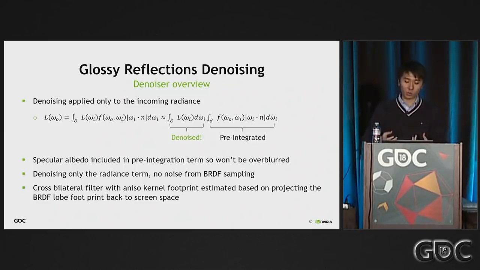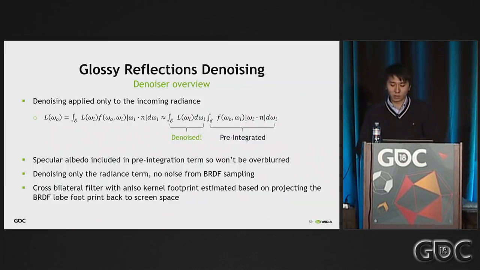And since here we're only denoising the incoming radiance term, it gives us several advantages. First, we don't need to worry about overblowing the specular albedo since that's just not a part of the information that we're filtering. And second, the radiance term alone has much less variance compared to a full Monte Carlo sample of this equation, which has a lot of noise introduced by just sampling the BRDF. Imagine you have to sample the tail of some GGX, and then you have to divide by a really small PDF, and then your sample just skyrockets.